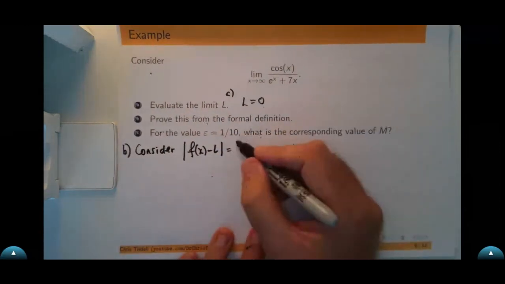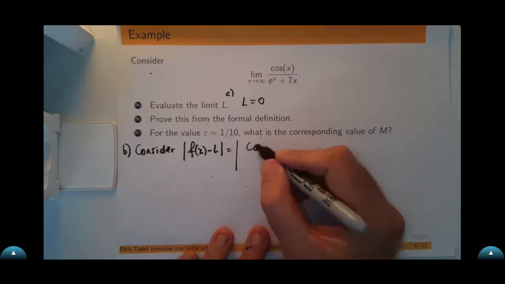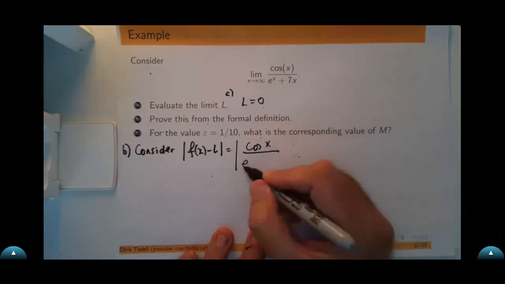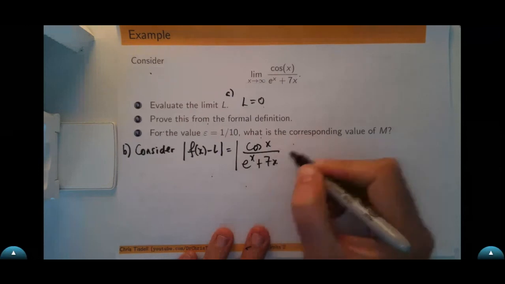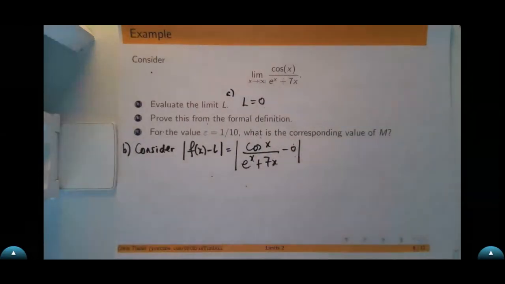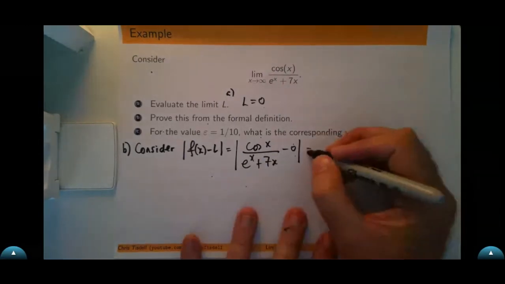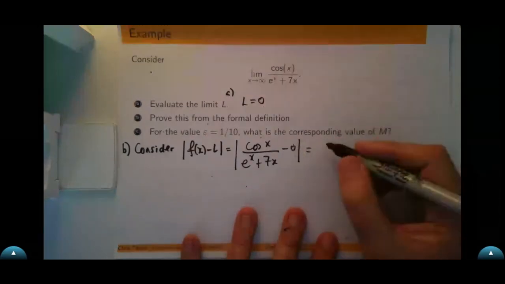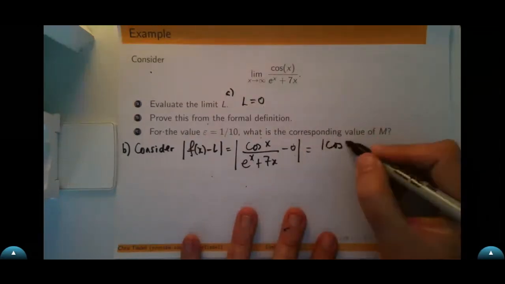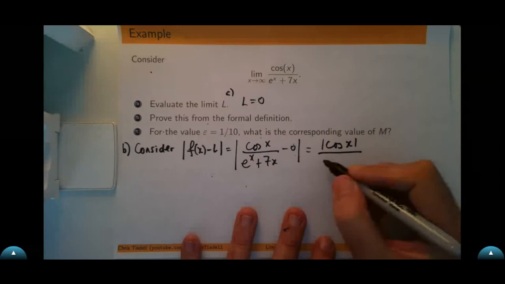Okay, so this is going to be this. All right, so what we would like to do here is remove the absolute value signs and simplify as much as possible. Okay, so the first thing, obviously, this is not going to change anything, having the 0 there.